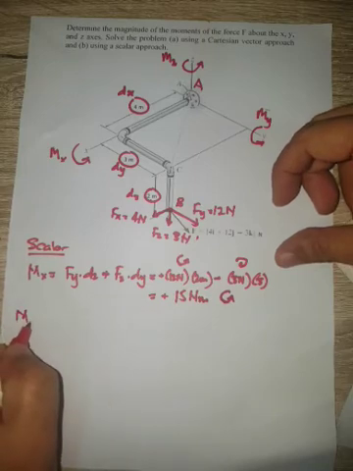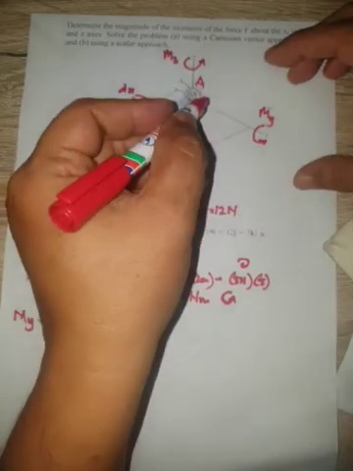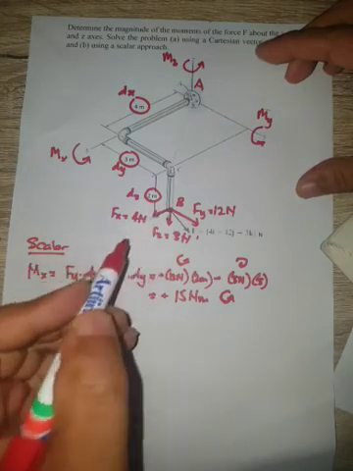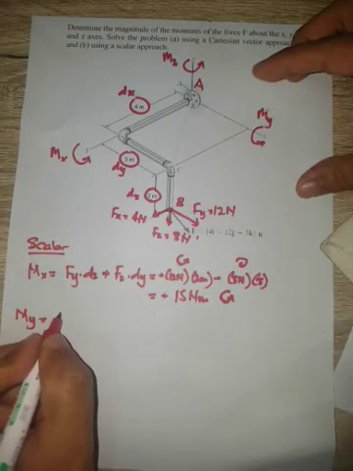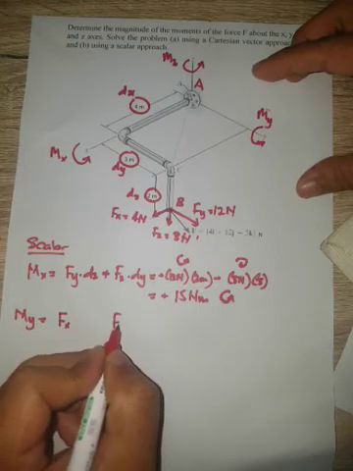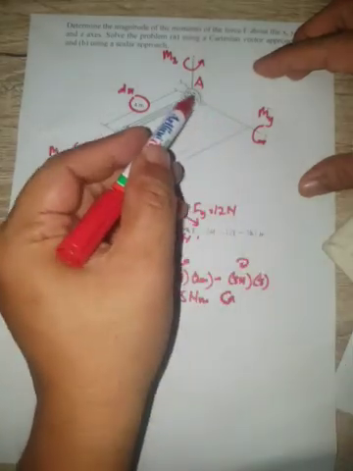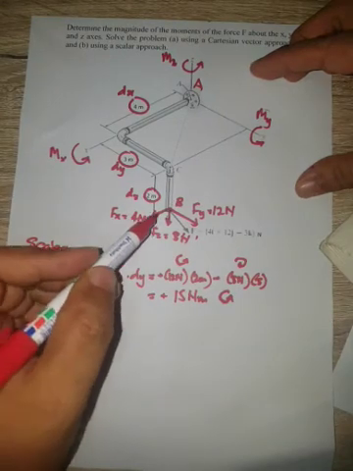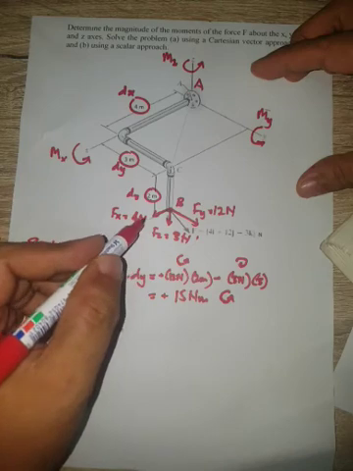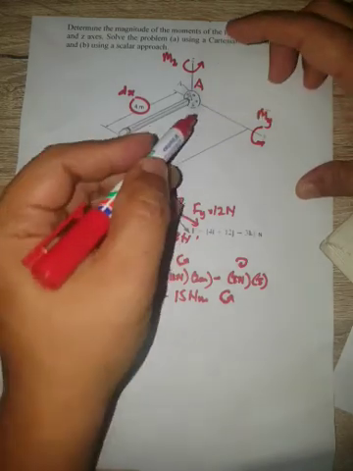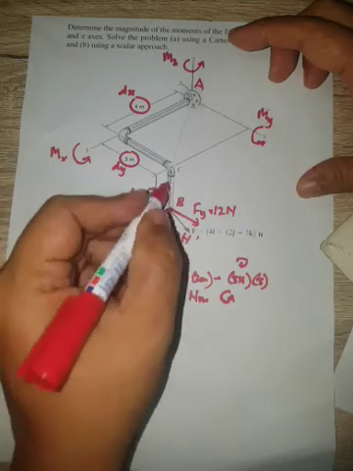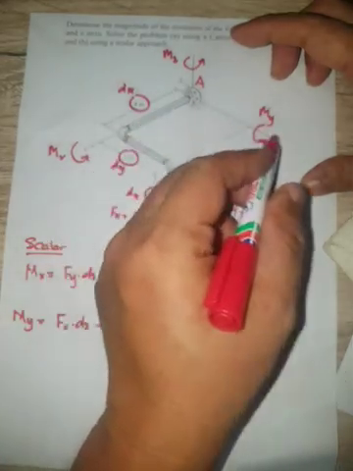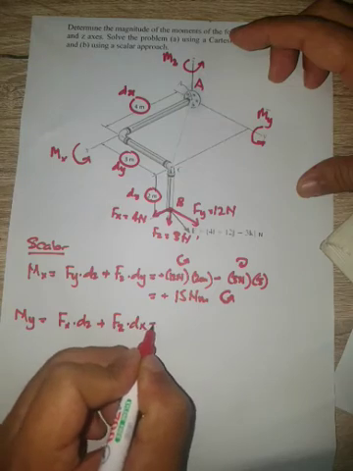Then we repeat for the moment around the y axis, in this direction, which is positive. Of the three forces, the ones that create moment around the y axis are the force in the x direction and the force in the z direction, because the force in the y direction is parallel to the y axis, so it will not create any moment. For Fx, the perpendicular distance between this force line and the y axis is this line dz, plus the Fz force, whose perpendicular distance to the y axis is dx.